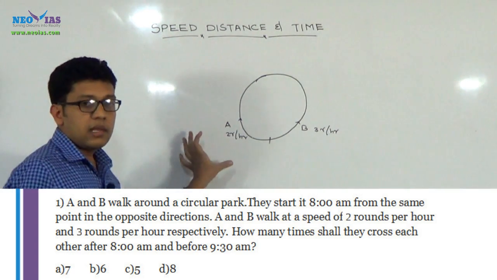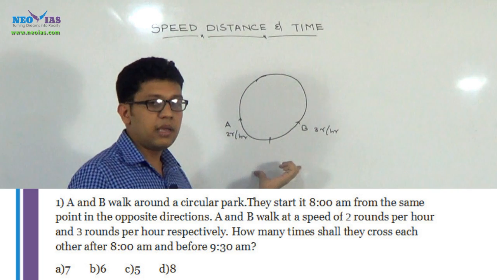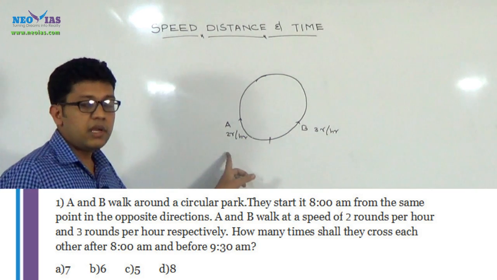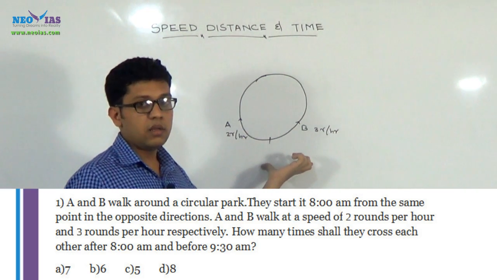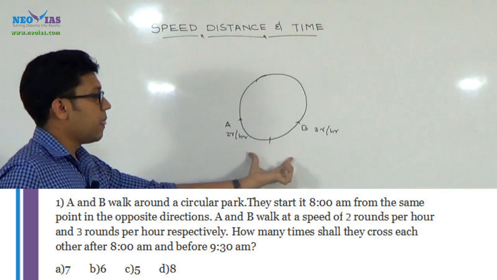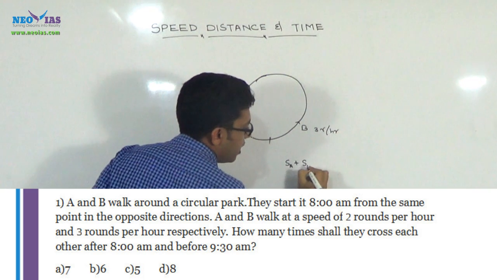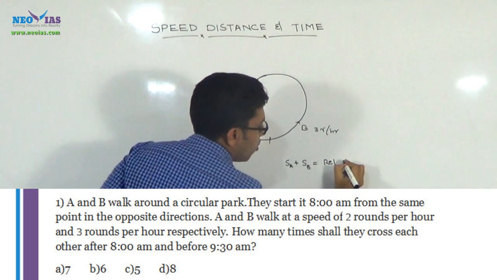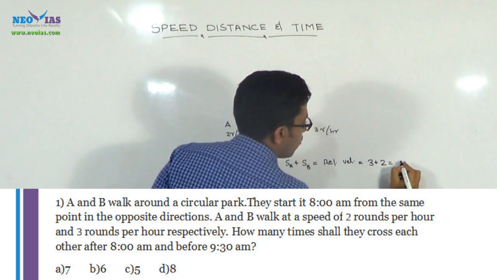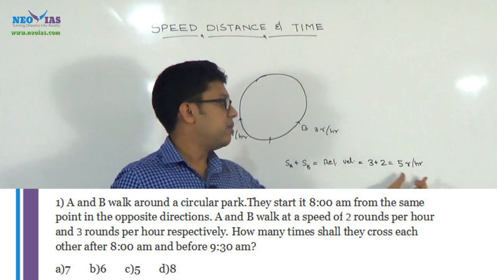Whenever a question like this is asked, that is, two persons moving around a circular track or around a perimeter like a square or a rectangle, firstly we need to find the relative velocity between these two objects. Since they are moving in opposite directions, the velocities should be added to get the relative velocity, that is speed of A plus speed of B. 3 plus 2 is equal to 5 rounds per hour. So 5 rounds per hour is the relative velocity between A and B.